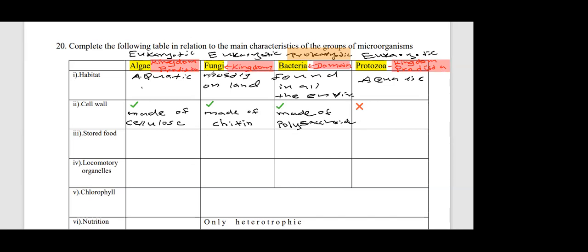Then next, stored food. Algae, that is starch. What is the stored food of algae? Same as plants, that is starch, a polysaccharide. Then fungi, glycogen. What is the stored food of fungi? Glycogen.